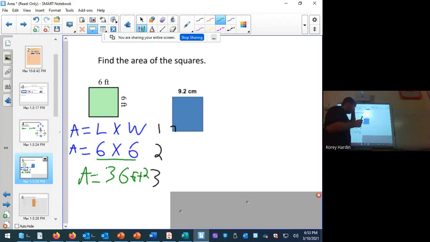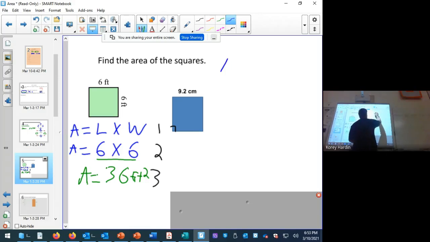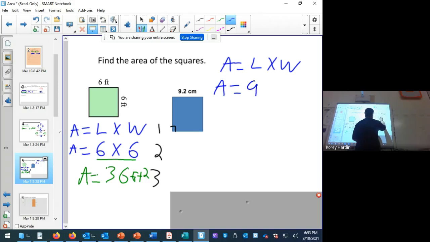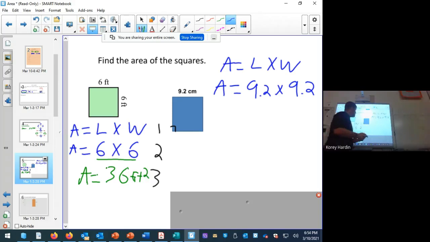On this one, we've got centimeters. So the first thing you're going to do is write the formula. Area equals length times width. Now you pause the video and you try this one. So let's go over it. Area equals 9.2 times 9.2. All right, I fill in my length times width.